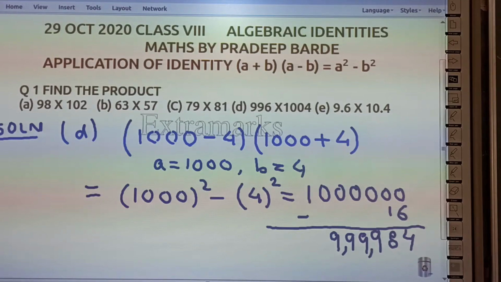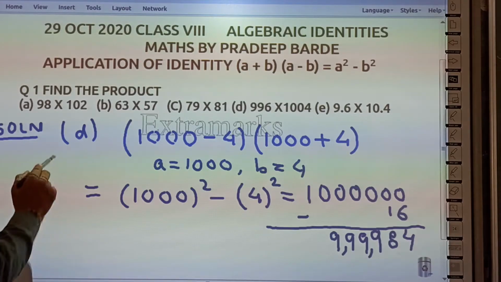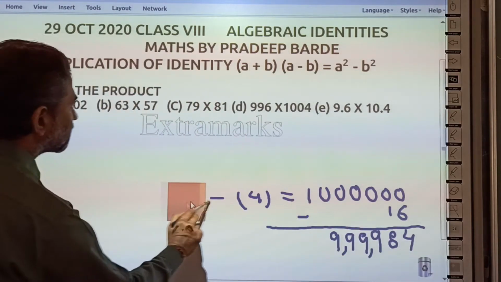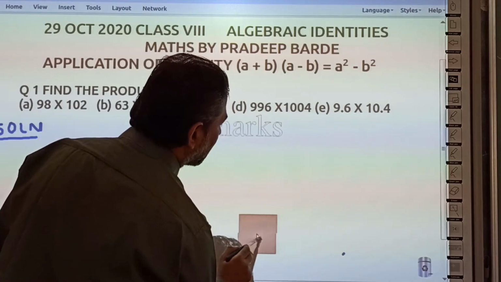Let's see if it is in decimal. Again the similar process. If it is 9.6 multiplied by 10.4.